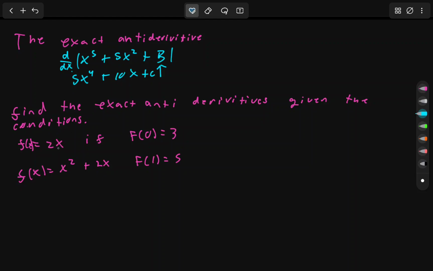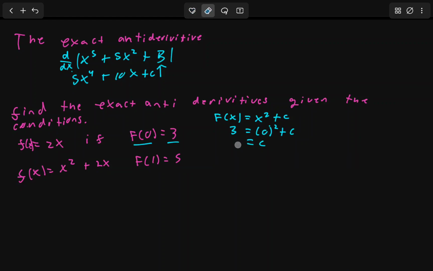So what that's going to look like is we're going to find the exact value of antiderivatives given the conditions. Well, what is the antiderivative of 2x, or the general antiderivative? So capital F of x is going to be x squared plus c. But we also know that capital F of 0 is equal to 3. So 3 is equal to 0 squared plus c. So we find out that c is equal to 3, which allows us to find our original formula, which is f of x is equal to x squared plus 3.